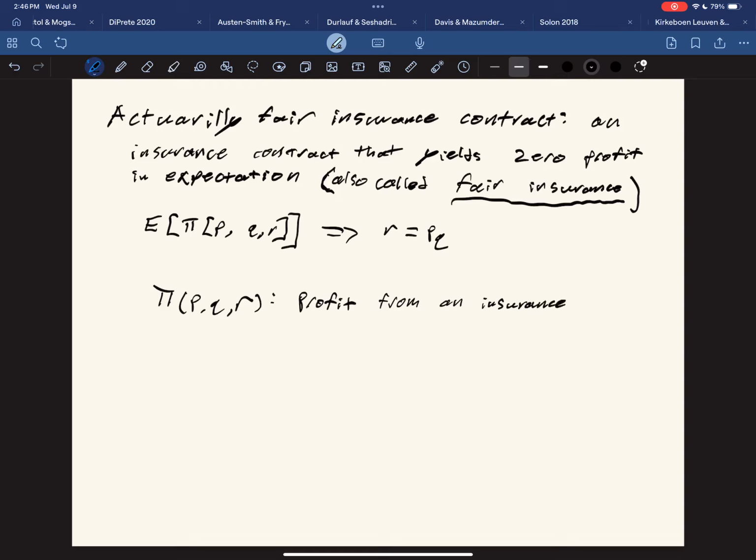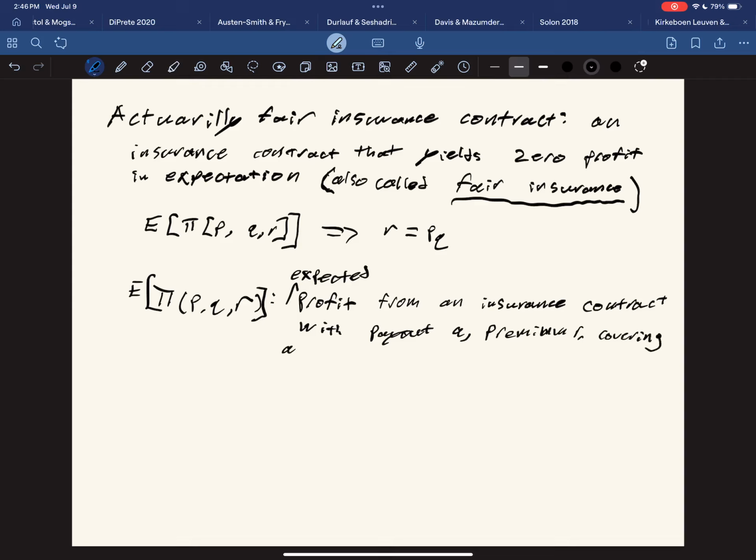The expected profit from an insurance contract with payout Q and premium R covering an event with probability P of occurring.